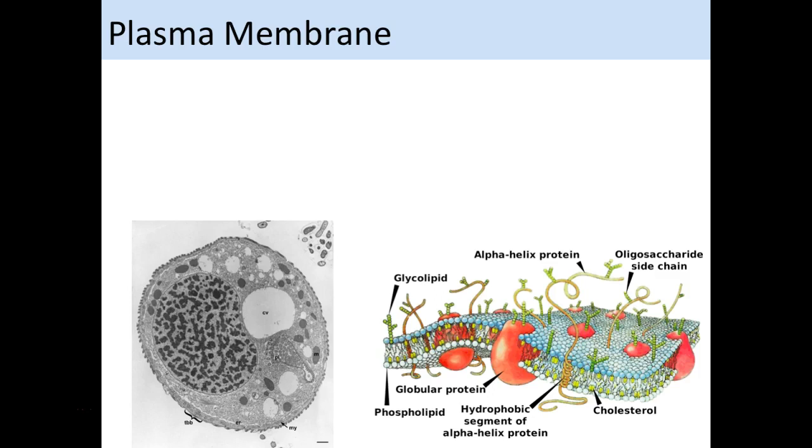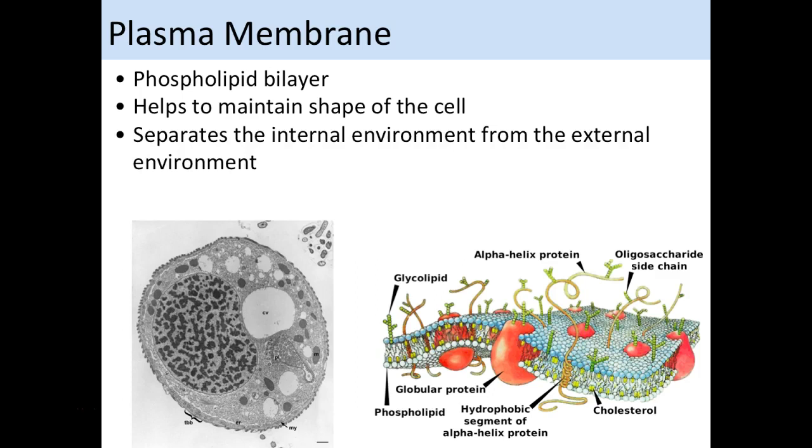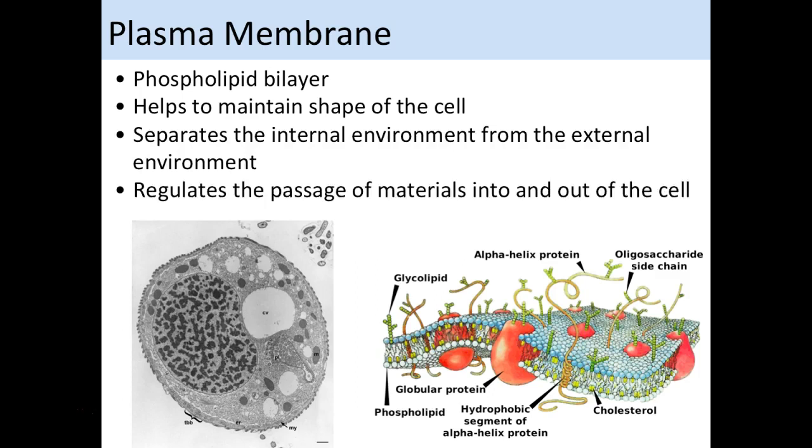The plasma membrane is a structure found in both animal cells and in plant cells. It is also called a phospholipid bilayer, and it helps to maintain shape of the cell. It separates the internal environment from the external environment, and it regulates the passage of materials into and out of the cell.